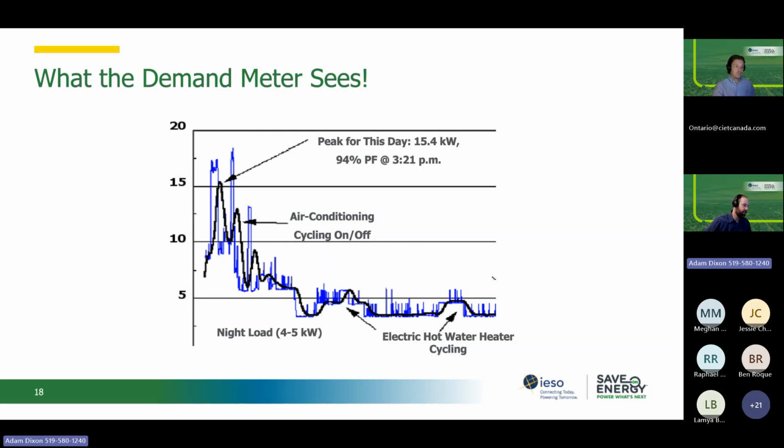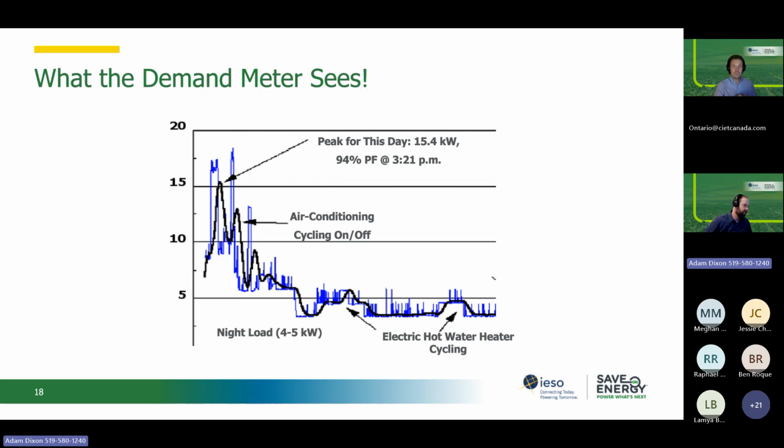A 94% power factor is pretty high. You can use that to determine what's going on. So this is the air conditioning coming on and off throughout the day. It's actually at 3:21 in the afternoon, not 7 or 8 in the morning when people come in. You can also look at what's going on at night, which gives you the best opportunity to see what we can cut out of our base load, which again is the foolproof way to reduce all of your costs, demand and consumption.